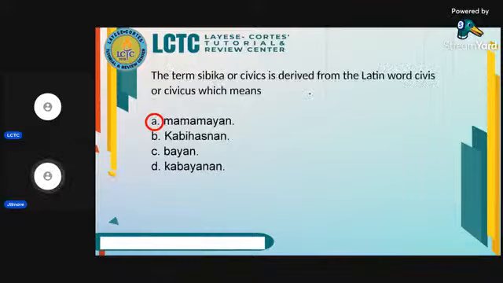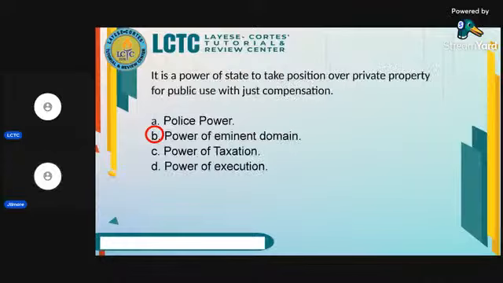Okay. Next. Here. The term civica or civics is derived from the Latin word civis or civicus, which means mamamayan. That's why we call them citizens. Civicus, mamamayan. So civica or civics came from a Latin word, civis or civicus. It means mamamayan.